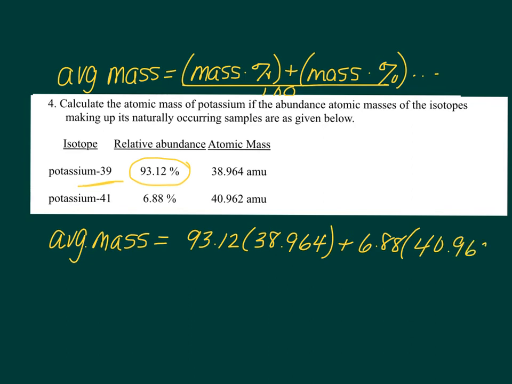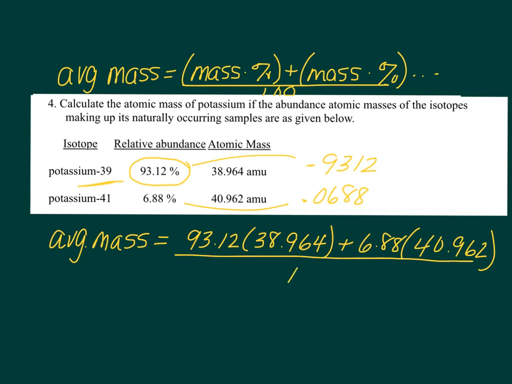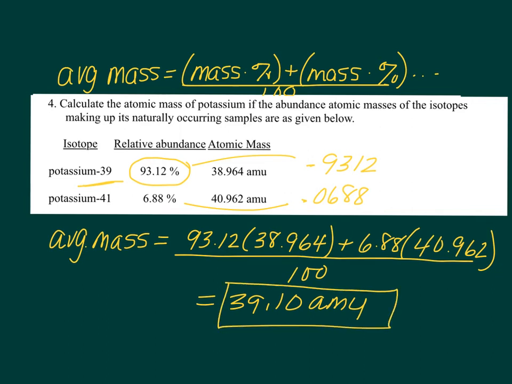40.962. And again, if you take it out of percent, you can use this as 0.9312, and you can use this as 0.0688, and then at the end, you wouldn't have to divide by 100. So whatever way is easier for you. So I'm going to total this up. You should do the same. And I get an average mass of 39.10 AMUs. And we said that we should come out closer to 39 because that one had the greater relative abundance.